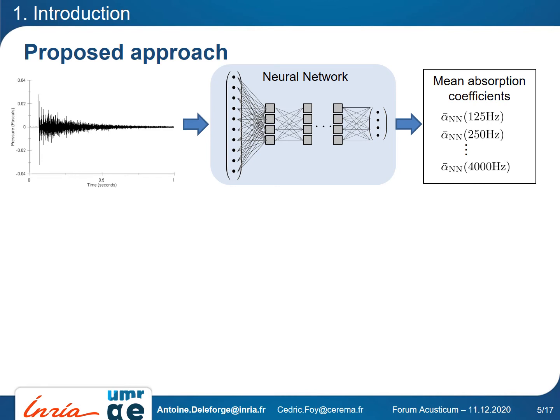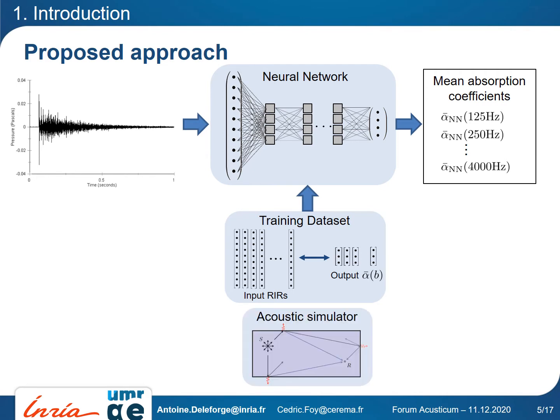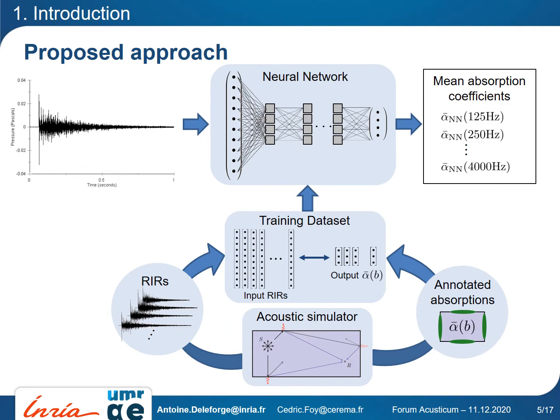The hope is that the nonlinear regression capabilities of neural networks may capture the fine details of these rich signals that are not available in reverberation times only. To do this, we will need a large training dataset of input room impulse responses paired with absorption coefficients. Unfortunately, measuring such a dataset in real rooms would be extremely costly and impractical. Hence, we propose to rely on a room acoustic simulator. This will allow us to obtain an unlimited amount of room impulse responses and their corresponding annotations for free.